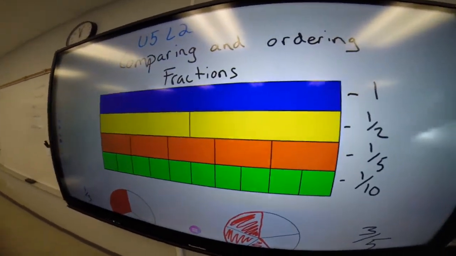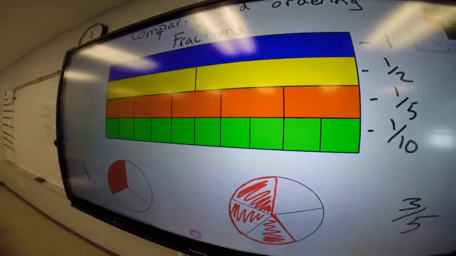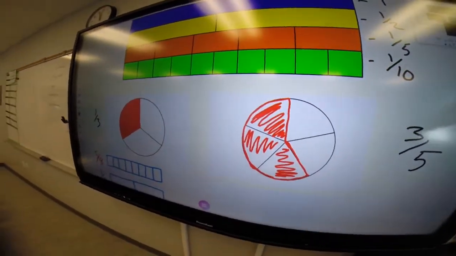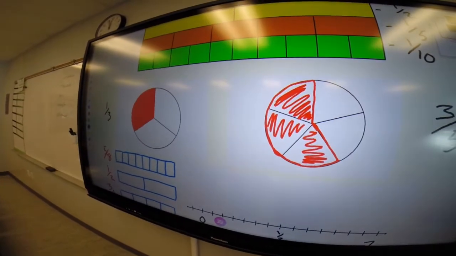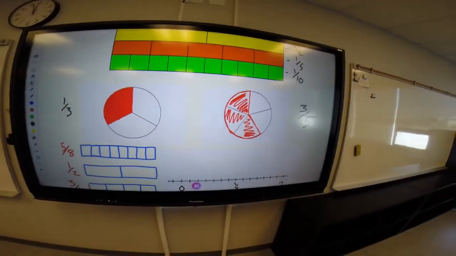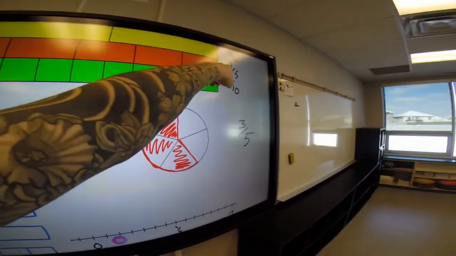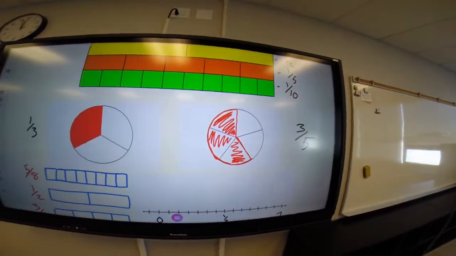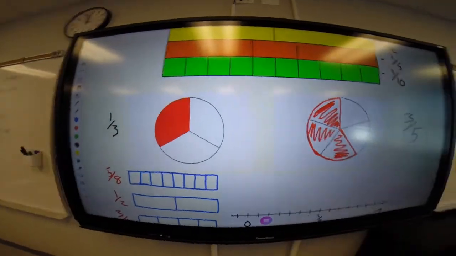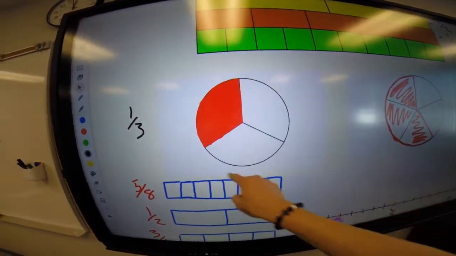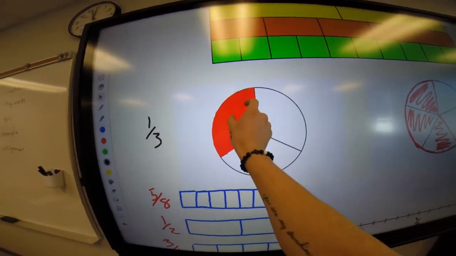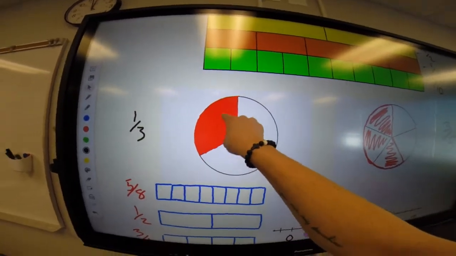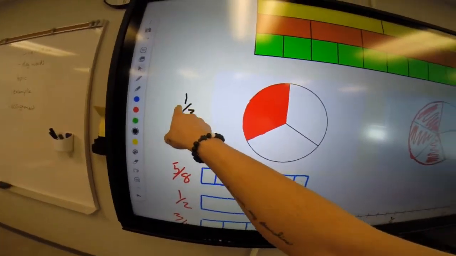Okay, we're going to scroll down here to our second example, and instead of using charts like our lines, we could make it into circles, right? So here I have a circle and I split it into 1, 2, 3 sections, and I colored in one of them, showing that I have 1/3.